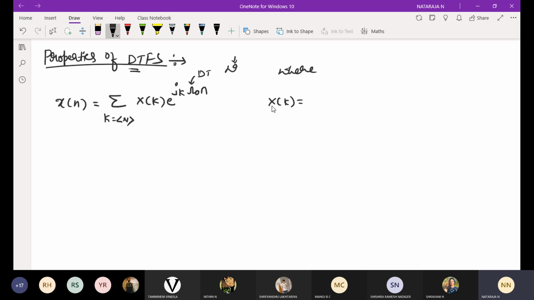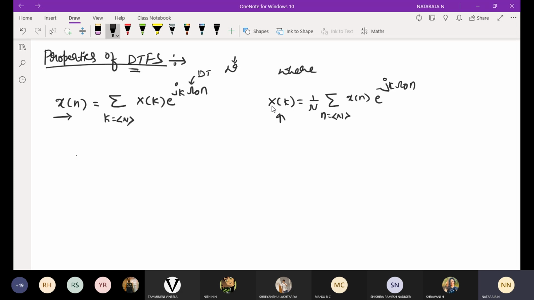My x of k is equal to 1 by N summation, n is equal to 0 to N minus 1 over a period of N, x of n e power minus j k omega naught n. Now if I consider this x of n as my Fourier series expansion, if I find x of k, that is the inverse Fourier transform. This is the relation for the inverse Fourier transform.